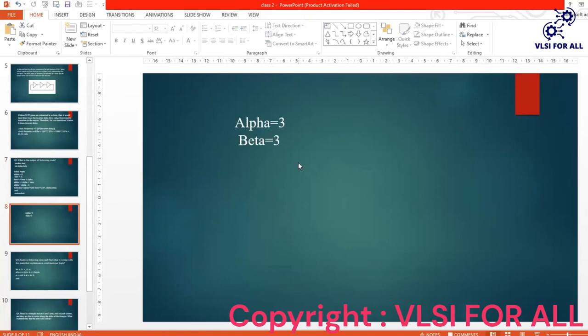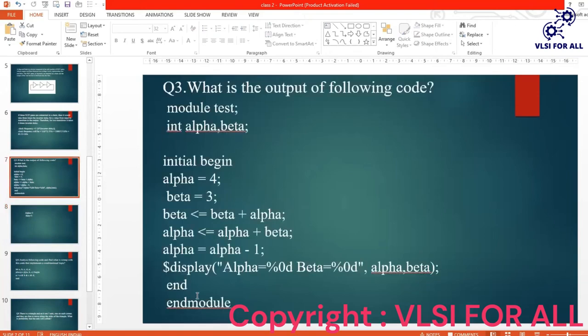You can try it with Xilinx and also EDA Playground. I'll be sharing the same code and you can check the corresponding outputs that will be displayed. Shall I move to the next question? Yes, ma'am. Okay.